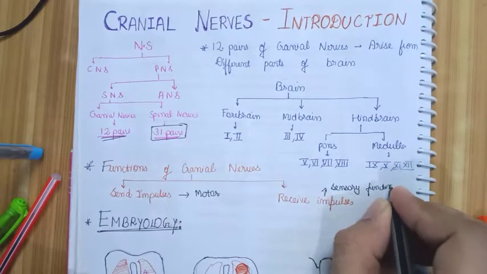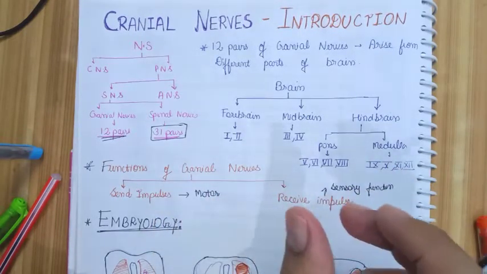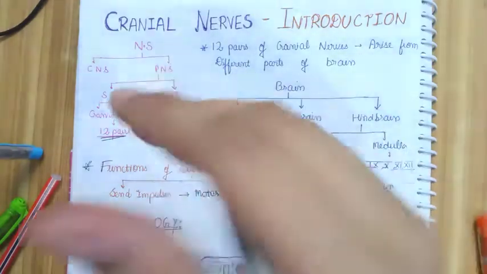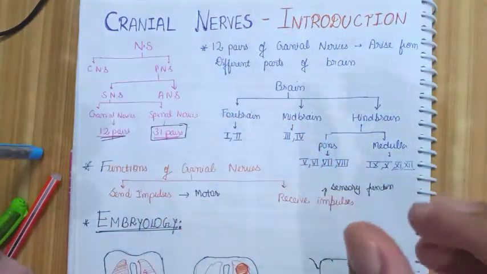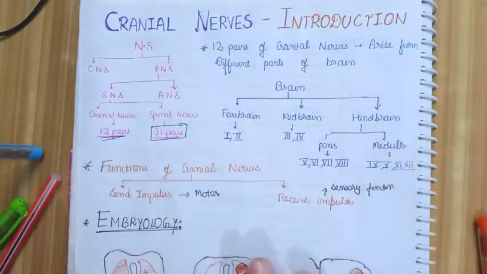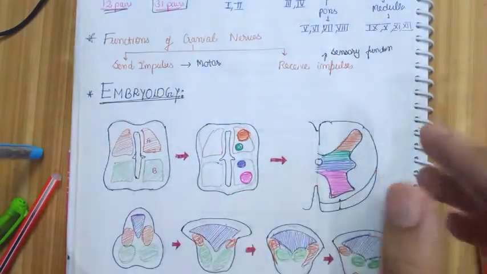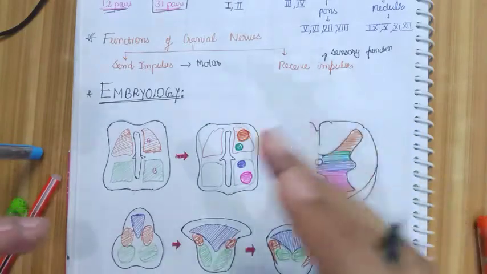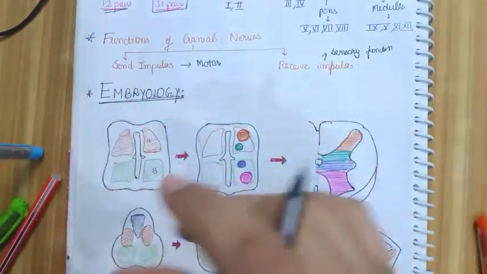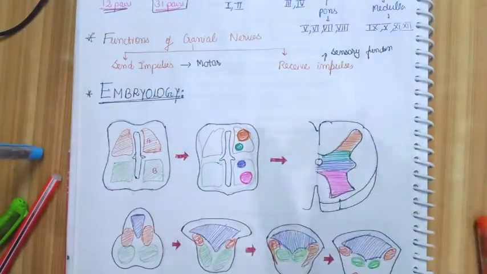Now let us see how this motor and the sensory component of cranial nerves actually develop in the embryo and what are their further subdivisions. So let's talk about the embryology part. In embryology, these diagrams might seem quite difficult for you to understand, but trust me, we are going to discuss each detail of the diagram.